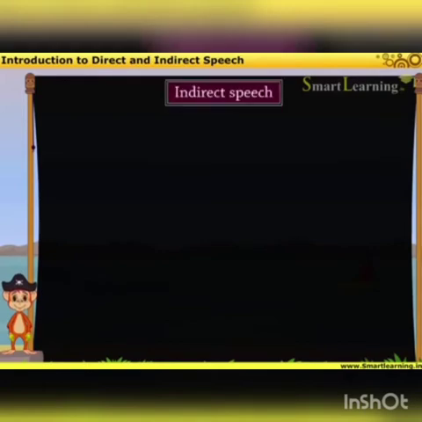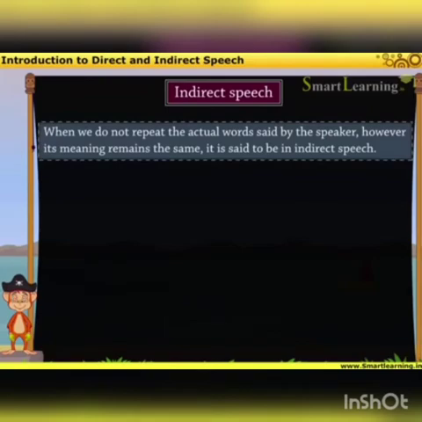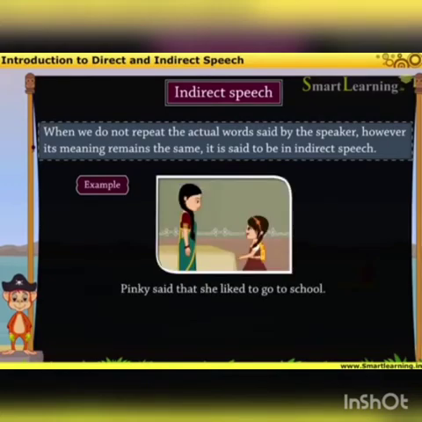Now, let us learn about indirect speech. When we do not repeat the actual words said by the speaker, however, its meaning remains the same, it is said to be in indirect speech. Let us take an example to understand indirect speech. Pinky said that she liked to go to school.